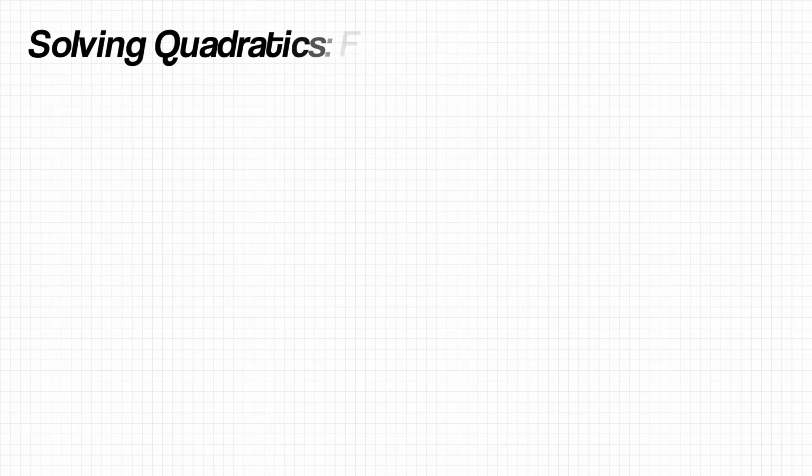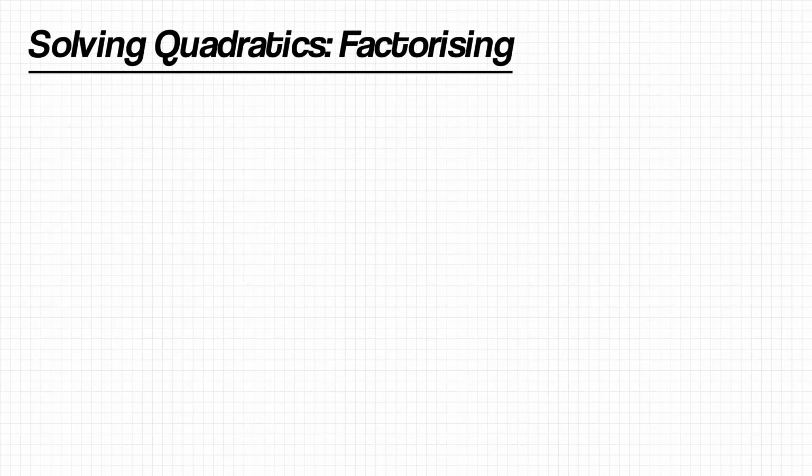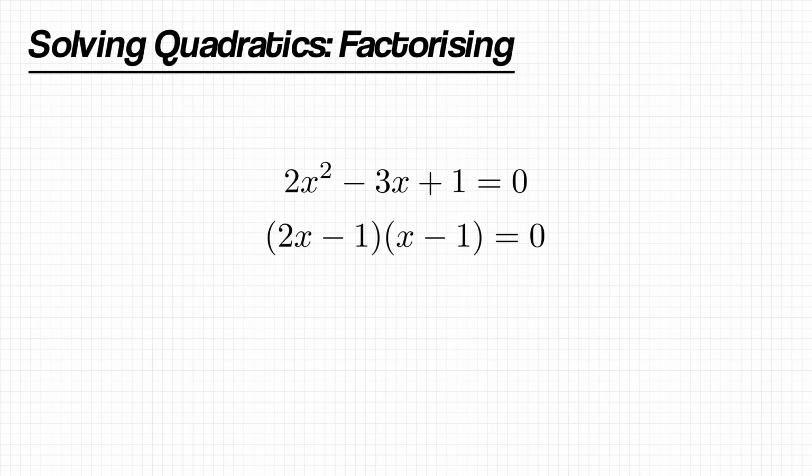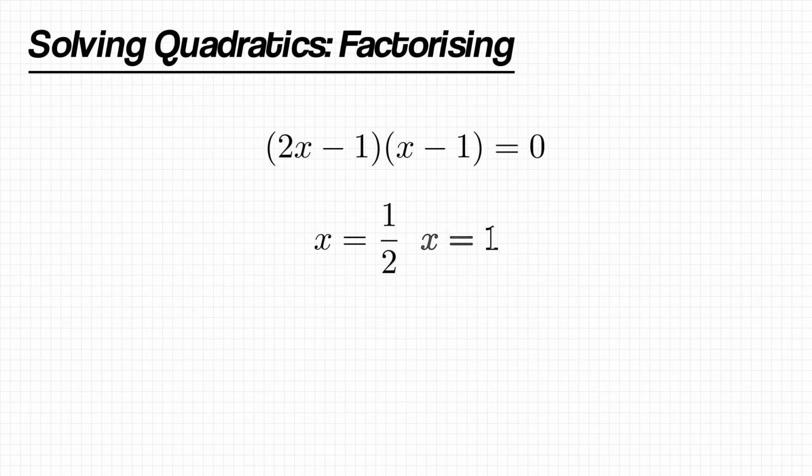One way to solve quadratic equations is by factorising. Let's take the example 2x squared minus 3x plus 1 equals 0. We can factorise this to (2x minus 1)(x minus 1). This would mean our solutions would be x equals a half and x equals 1.